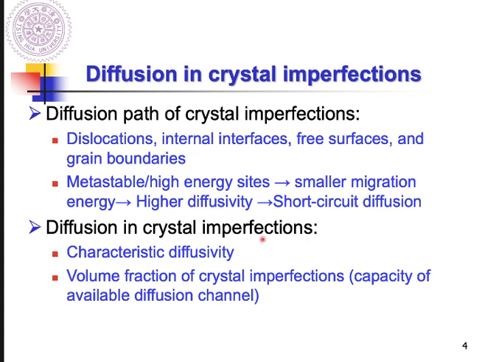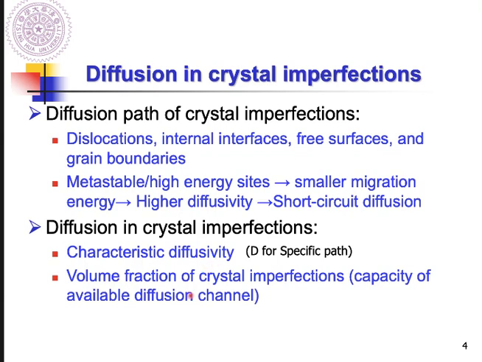We want to introduce you to a special term we call characteristic diffusivity. So what's the characteristic diffusivity? It means the diffusivity along a specific diffusion path. For example, diffusivity inside the grain, or diffusivity in the grain boundary for a specific path, just one path. This kind of diffusivity we call characteristic diffusivity.